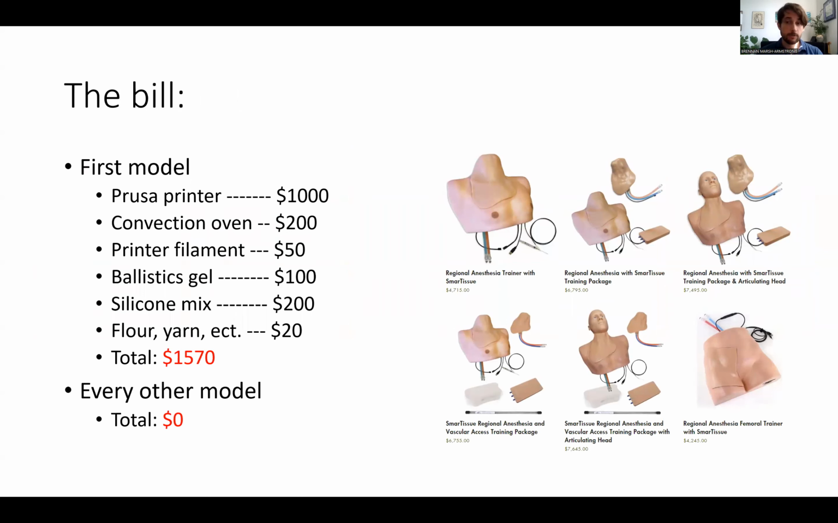So yeah, that's what I did. The most expensive thing is obviously the Prusa printer, but that's just for the first model. And I can honestly say that even though the Simulation Center bought a Prusa printer, one of the nicer Mark IV ones for this, we've already made up the cost many times over in a single academic year. So yeah, that's that. That's my presentation.